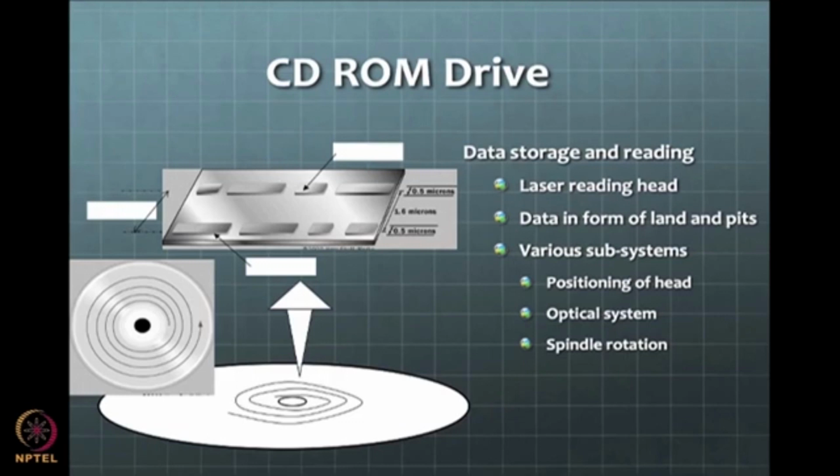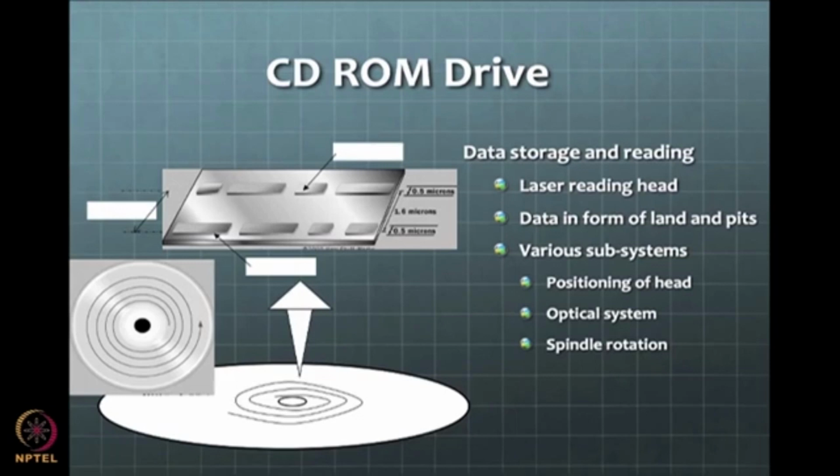So it has multiple subsystems. One of course will be positioning of the head or the laser which is reading the data from the surface of the CD. Now if you see here, the distance between the two tracks is 1.6 microns. Okay, you can imagine what a 1.6 micron is. Can you get a feel for this number, 1.6 micron?